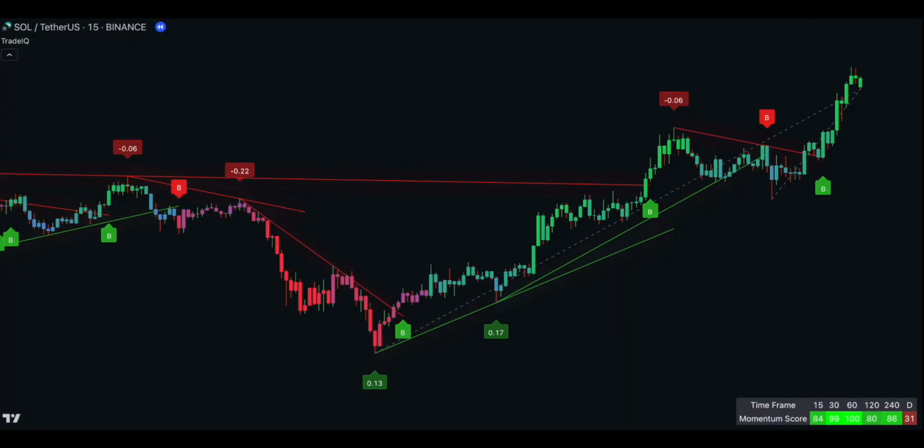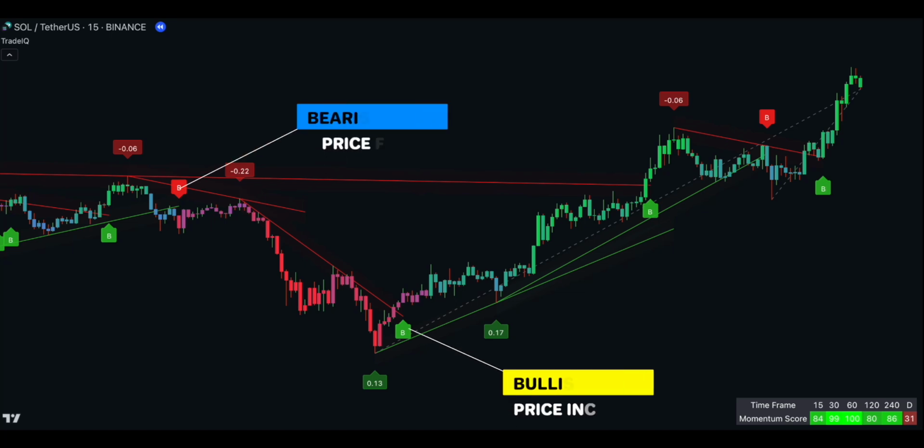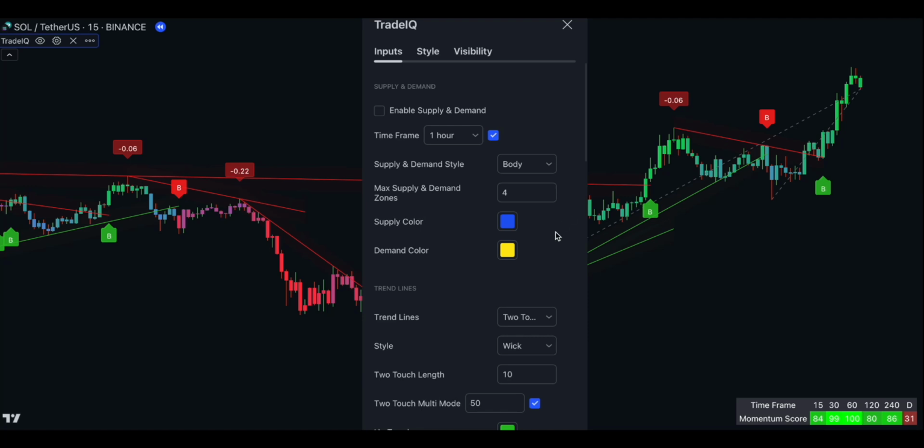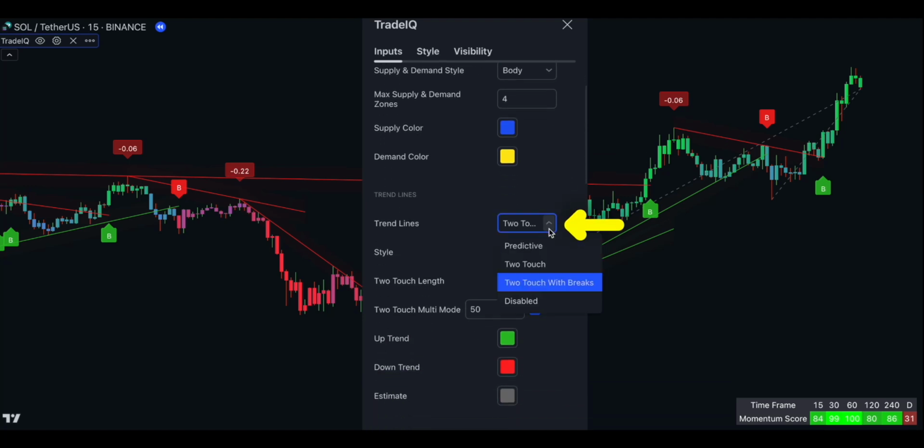The next feature TradeIQ Toolkit offers is improved trend lines. The indicator includes dynamic trendline analysis, identifying critical trend lines and noting when they break. These breaks can signal significant market movements, providing traders with timely information to adjust their strategies. You can select different types of trend lines: predictive, two-touch, and two-touch with breaks.